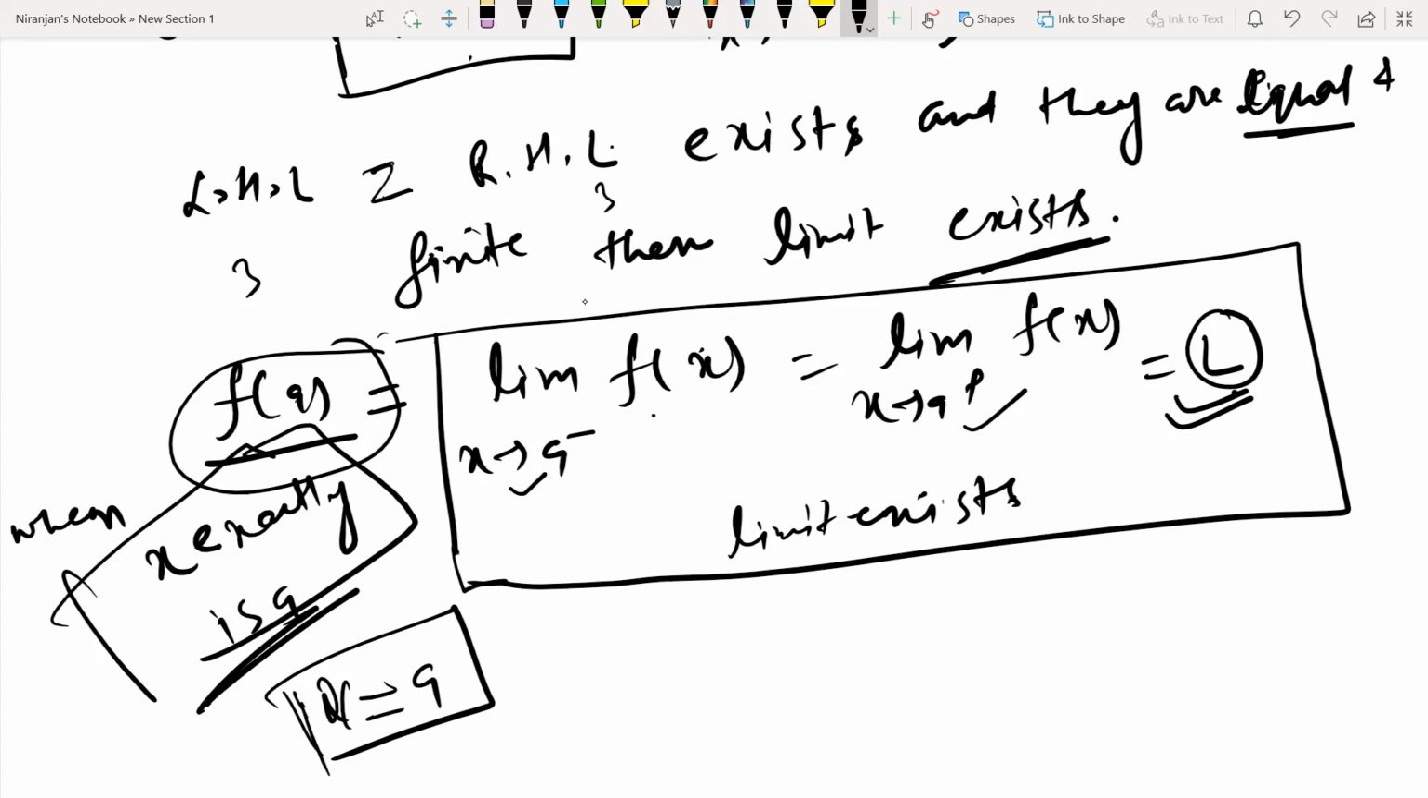Limit is defined the way that I have told you. If you are taking any value arbitrarily close to a, then you look at the value that you get from f of x, and if the left hand side and right hand side limit values are equal, that means the limit exists. That's what the existence of limit is about. Look how beautiful this is. That's all for today, guys, and I'll stop sharing my screen.